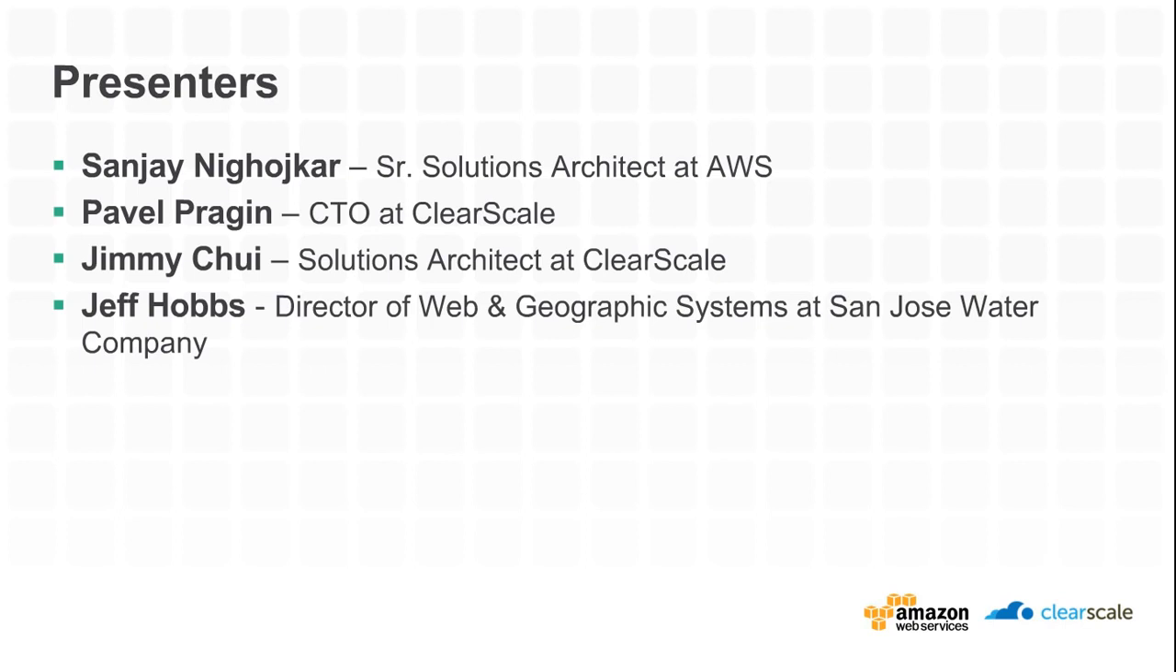And he's going to cover in a lot of detail the use of the Docker container service and how to use the existing AWS DevOps services to build the best practices architecture and design. And finally, Jeff Hobbs, who is our customer, and he's the Director of Web and Geographic Systems at San Jose Water Company. I think it will be very interesting to know their use case and to share their experience in terms of adopting DevOps practices.